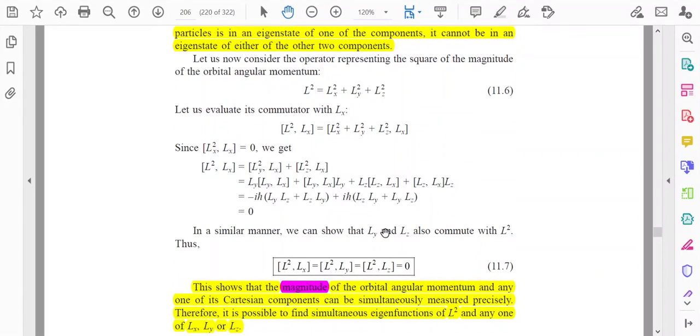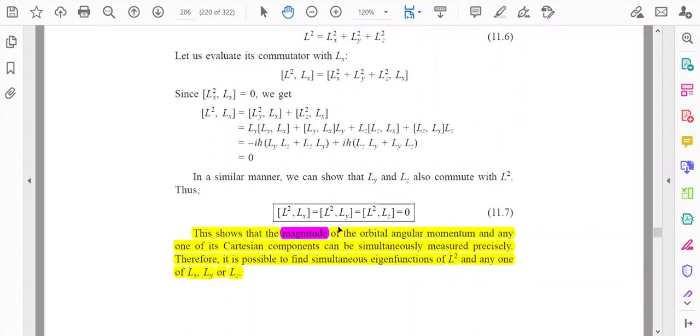In a similar manner, we can also show that L square comma Ly and L square comma Lz also give 0 values. So what is the implication of these commutation relations? This shows that the magnitude of the orbital angular momentum, meaning L square, and any one of the Cartesian components can be simultaneously measured precisely. Because the commutation relation between L square comma Lx is 0, it means that L square and Lx can be measured simultaneously with precision. Therefore, it is possible to find simultaneous eigenfunctions of L square and any one of Lx, Ly or Lz.